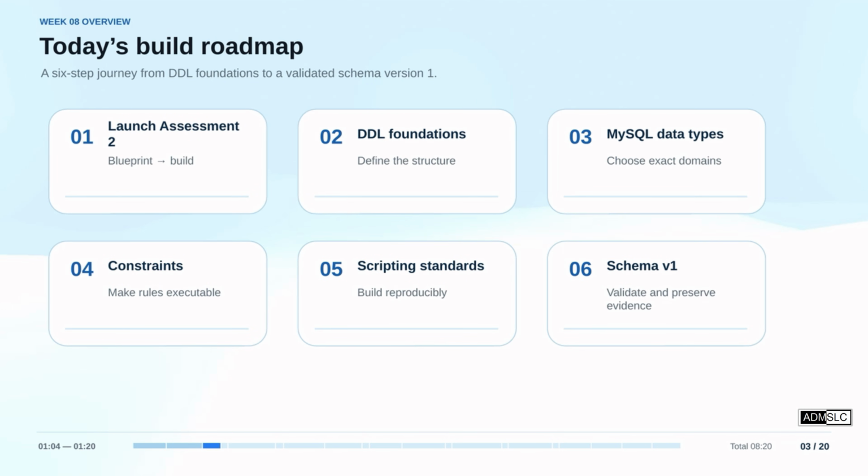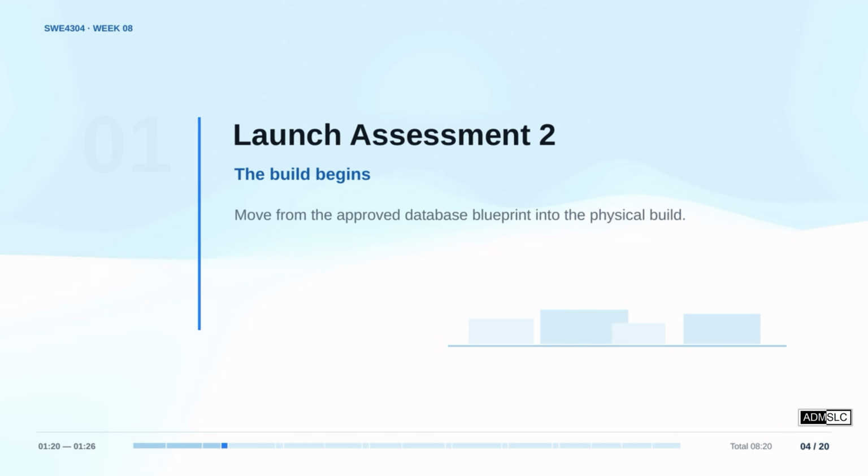Here's our roadmap for today. We'll start by launching Assessment 2, then cover data definition language foundations, selecting MySQL data types, and enforcing rules with constraints. After that, we'll establish our professional scripting standards, and finally, get into building Schema version 1. Let's kick things off with Section 1, launching Assessment 2.